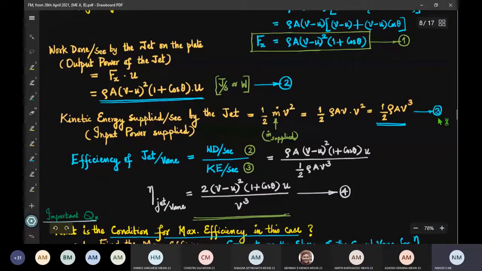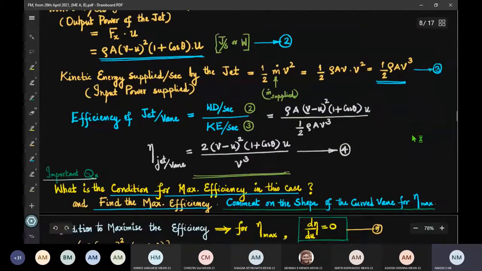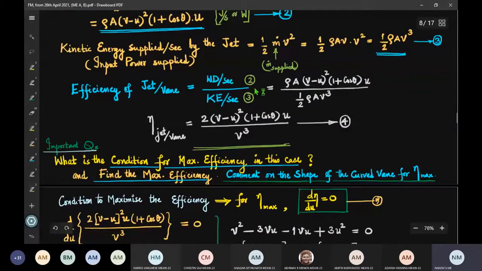This is expression 3 now, kinetic energy per second, and efficiency is now 2 by 3, that is work done per second by kinetic energy per second. Output power imparted by the jet divided by input power supplied. Output power, that is work done per second. Input power is kinetic energy per second issued by the jet. So if you substitute, you will get an expression. So rho a into (v minus u) whole square into (1 plus cos theta) into u divided by half rho a v cube.